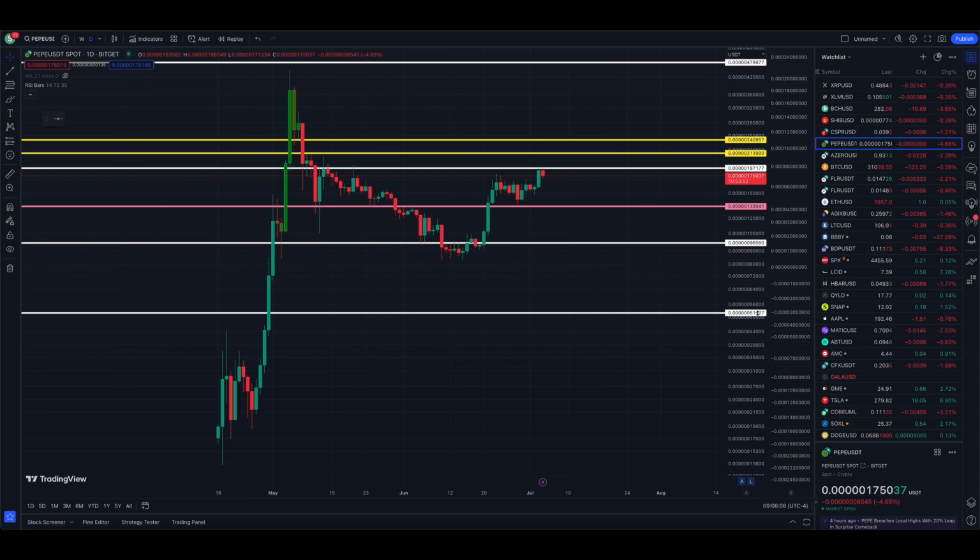We are taking a look at Pepe USDT, ticker symbol PEPE USDT, this morning. Pepe is currently down 4.6%, but the trend does remain higher and it is looking good. Let's jump over real quick before we get into the Pepe chart.